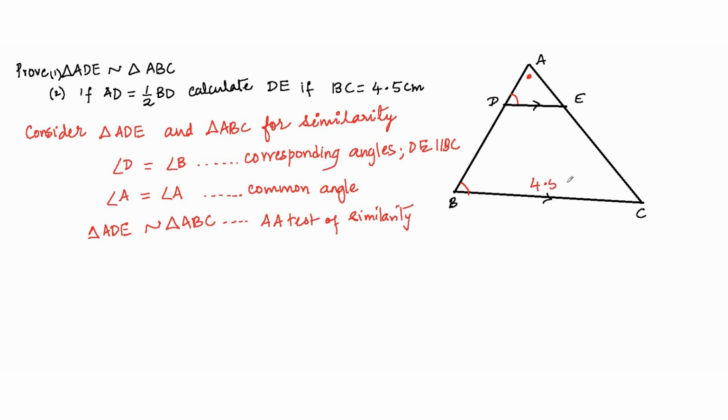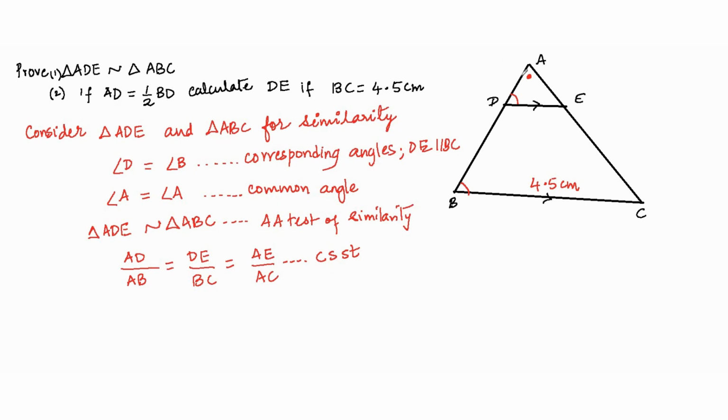BC is 4.5 centimeters. So because these two triangles are similar, I will say AD divided by AB is equal to DE divided by BC, which is equal to AE divided by AC. And these are corresponding sides of similar triangles, right? And what is the length of AD? By the way, that is not given to me now, right? So now let me see what is given.